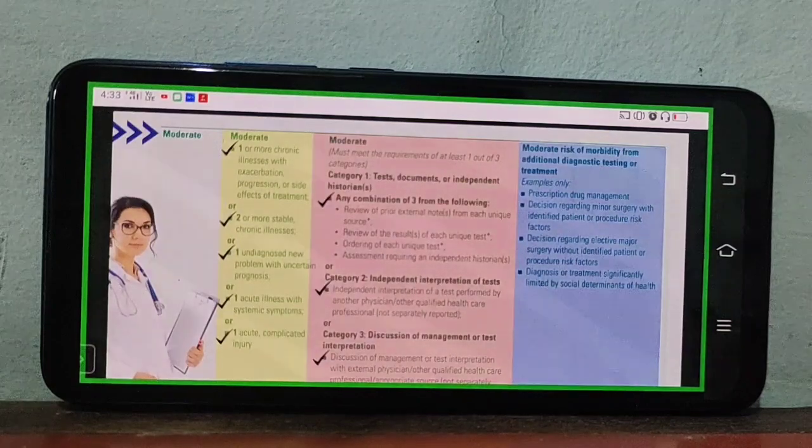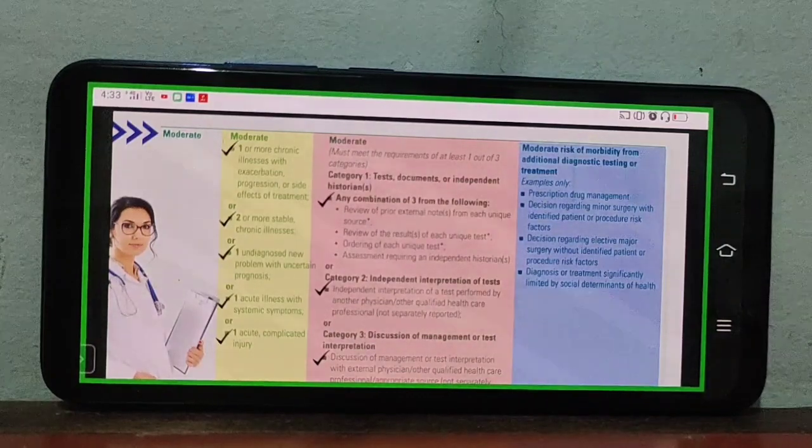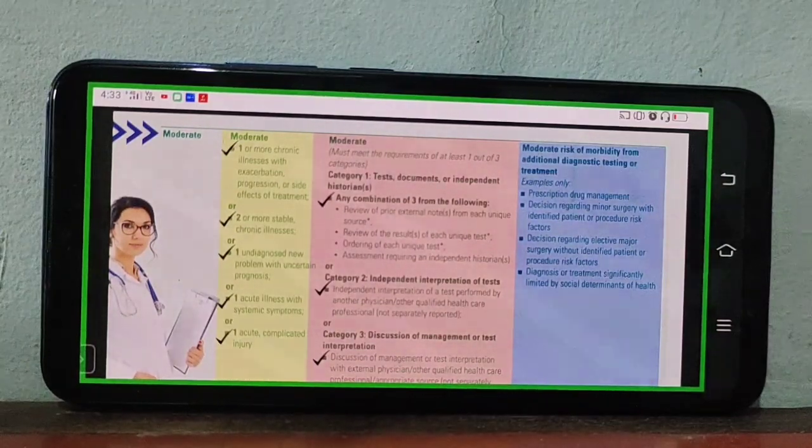Then risk table. Prescription of drug. We already discussed that. OTC will lead us to low MDM. Prescription means without a doctor's prescription, we can't buy the medicine directly from the pharmacy. So that type of medicine is called prescription drug management. We have a website here, drugs.com. I don't have a laptop now, otherwise I would show you the website.